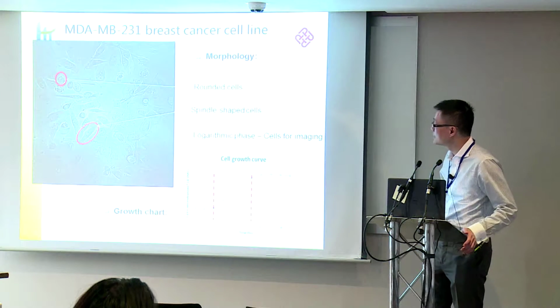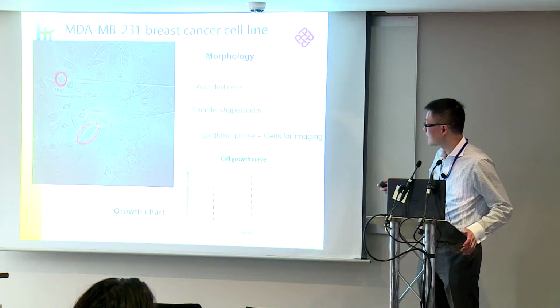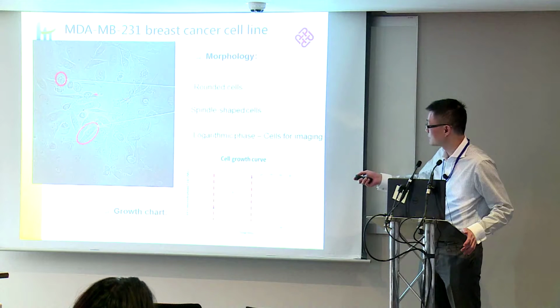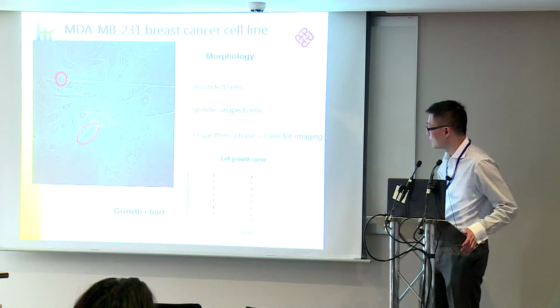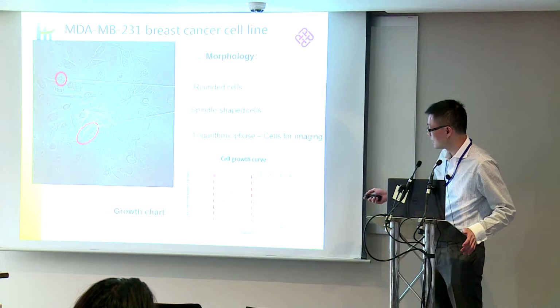This is one of the pictures in the video. When we started taking the video, we found that some cells are round and some are spindle-shaped, but they are the same: they are breast cancer cells from this cell line. We start taking the video when, according to the cell growth curve, the cells are in the log phase. Then we use them for cell imaging.